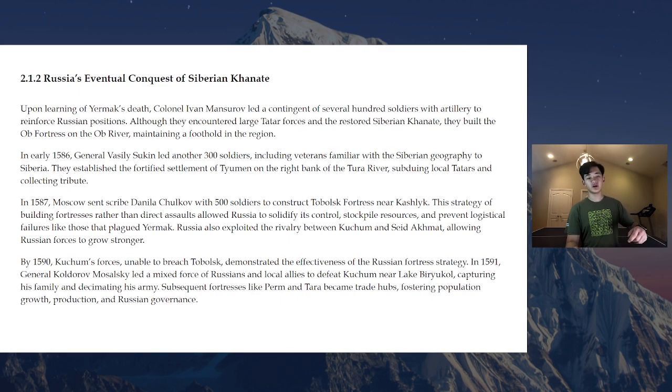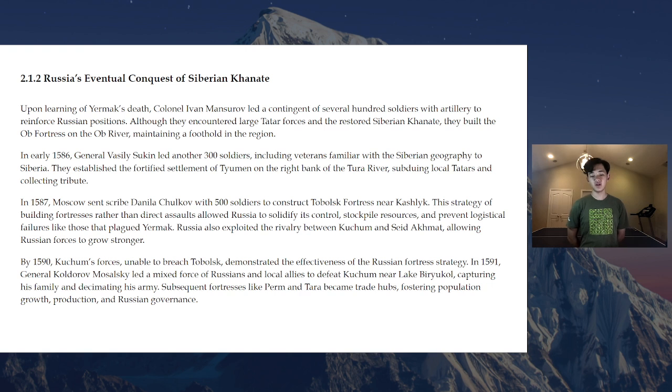So eventually, Russia was able to conquer the Siberian Khanate. They led a contingent of several hundred soldiers with artillery to reinforce Russian positions. And then General Vasily Sukin led another 300 soldiers, including veterans familiar with the Siberian geography, to Siberia. And later, Moscow sent scribe Danila Chokov with 500 soldiers to construct Tobolsk fortress. And in 1590, Kuchum's forces, unable to breach Tobolsk, demonstrated the effectiveness of the Russian fortress strategy.